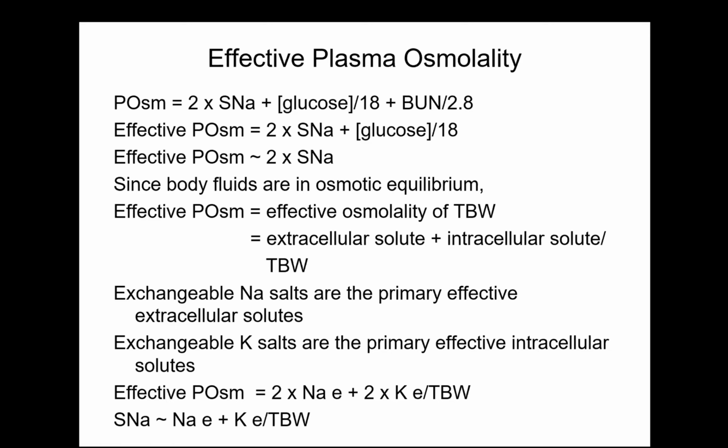But if we're talking about effective osmolality, so things that affect water movement, we don't worry about urea nitrogen in the blood because urea nitrogen, given enough time, will equilibrate inside and outside of cells, right? So it's an ineffective osmol. Now, this is different from urea nitrogen in the urine.